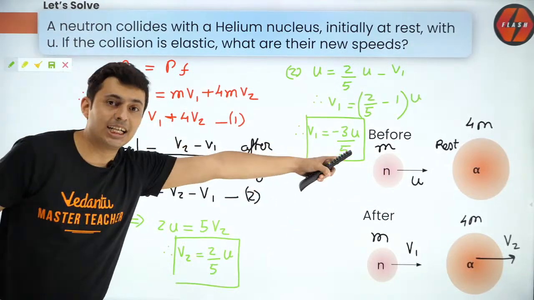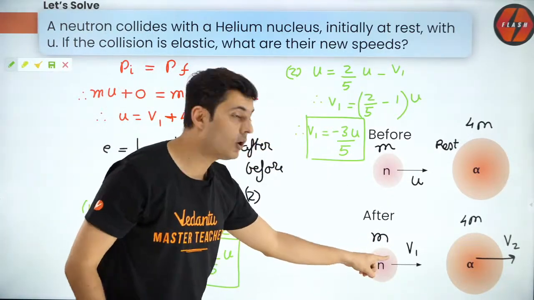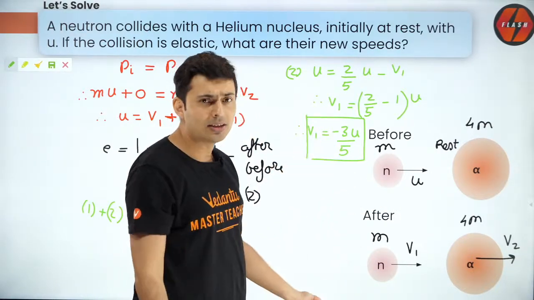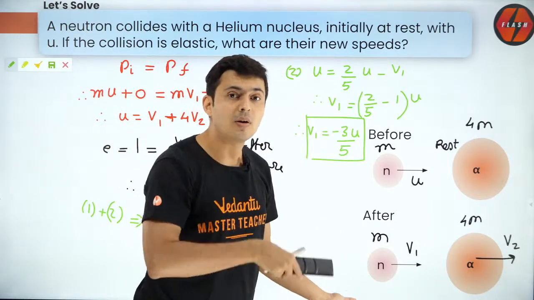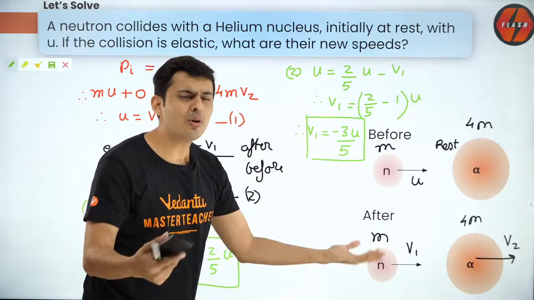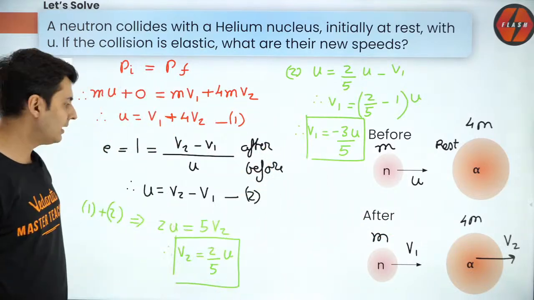What does this negative sign tell you? Yes, the neutron's direction was assumed wrong. No problem. It's okay. Magnitude is correct. This minus sign tells me it is moving this way. That's it. If somebody solved the problem assuming this side, then he would have got the answer as plus. But you would never know that before solving the problem. So it's fair enough to assume it. I hope that's fine, guys. Let me know.